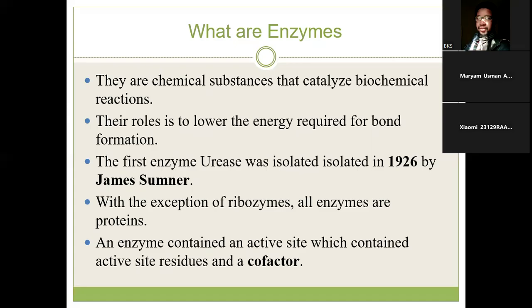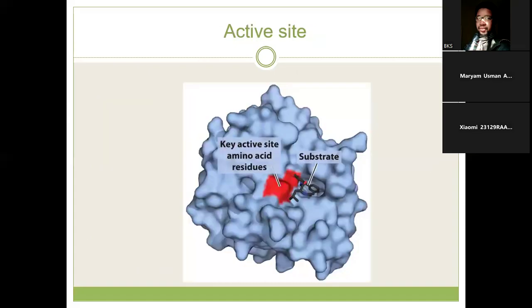Another thing we also need to talk about is that an enzyme contains what we call an active site. Within the active site of an enzyme, there are some amino acids. We call them the active site residues. These active site residues play a very important role in substrate conversion. They play an important role in converting the reactants to products.